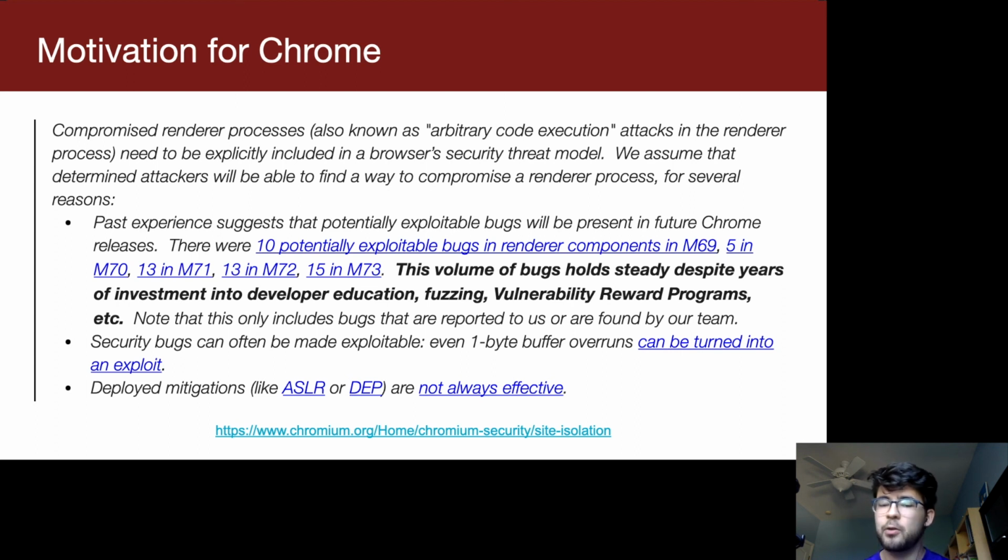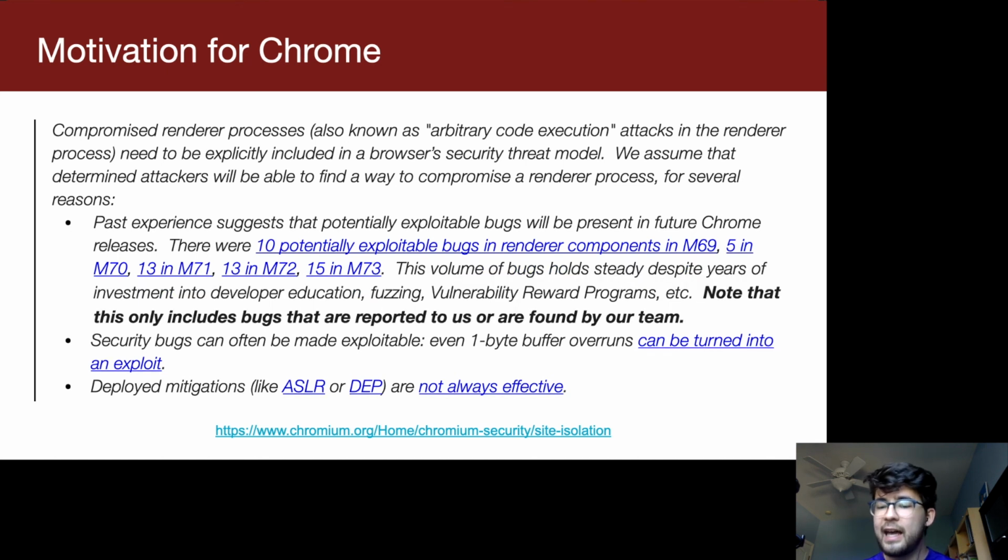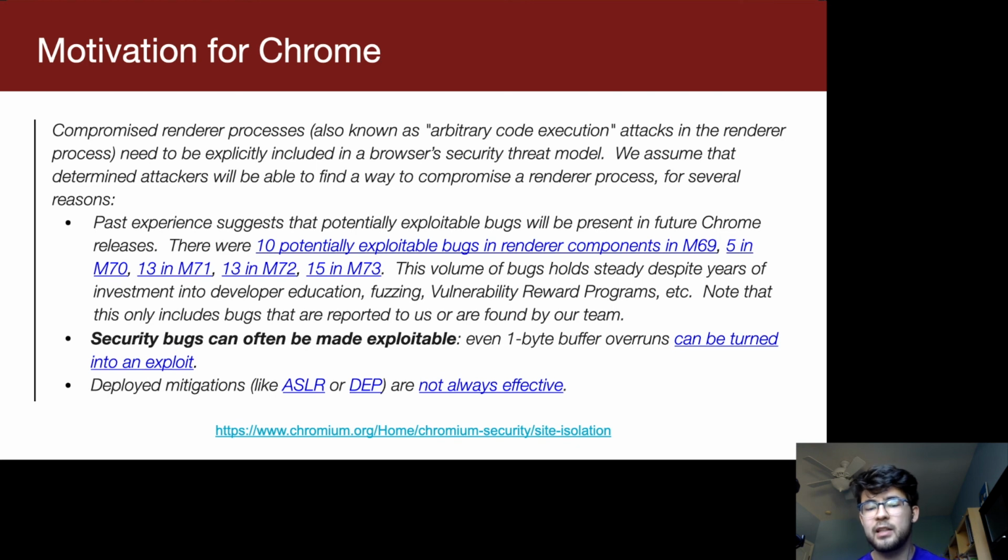And despite this, we still find so many issues, and we're not even sure that we found all of them. Like, these numbers are only the bugs that we know about, but we also know that there are a lot of bugs for sale on the black market. And bugs are often exploitable.